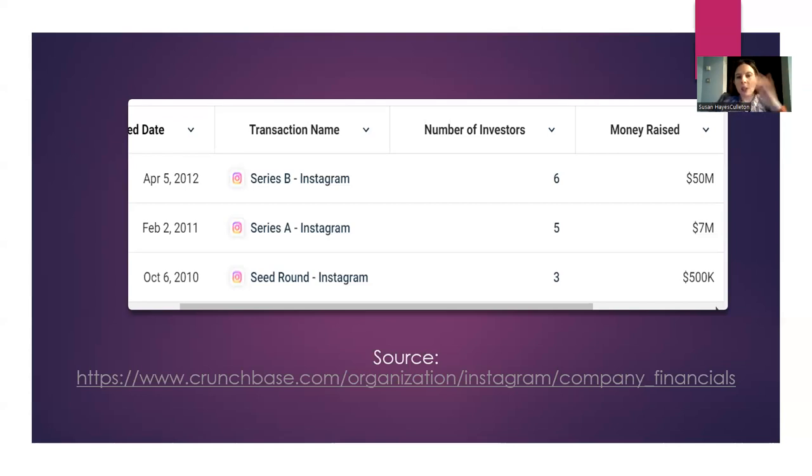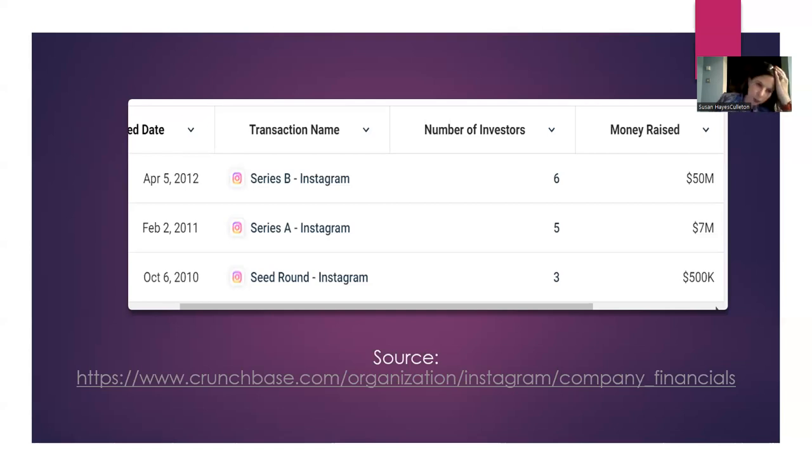So on the 6th of October, 2010, Instagram raised $500,000. And you know what else? They raised that in 2 weeks. Now, I don't know when they actually started properly, but in 2 weeks, they raised $500,000. Four months later, 5 months later, February the 2nd, 2011, they raised $7 million.